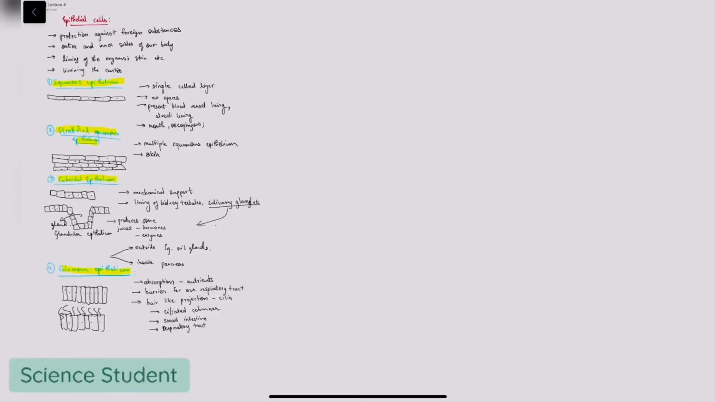So squamous, single layer; stratified squamous, multiple layers of squamous epithelium; cuboidal epithelium, mechanical support; columnar epithelium, elongated cells; absorption, mechanical support, and protection. So the four types are clear.